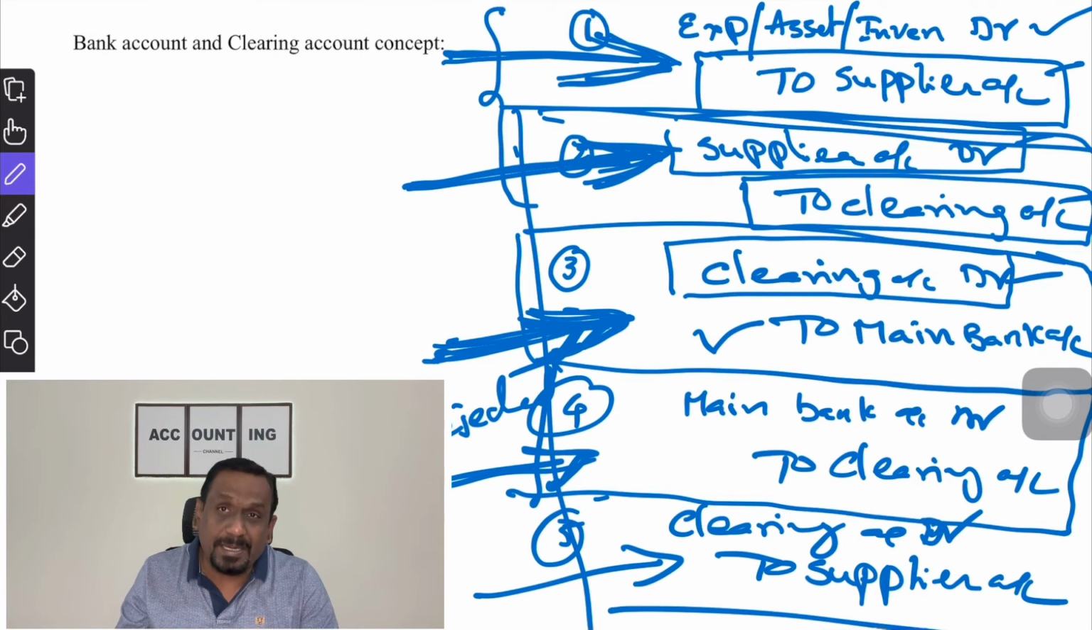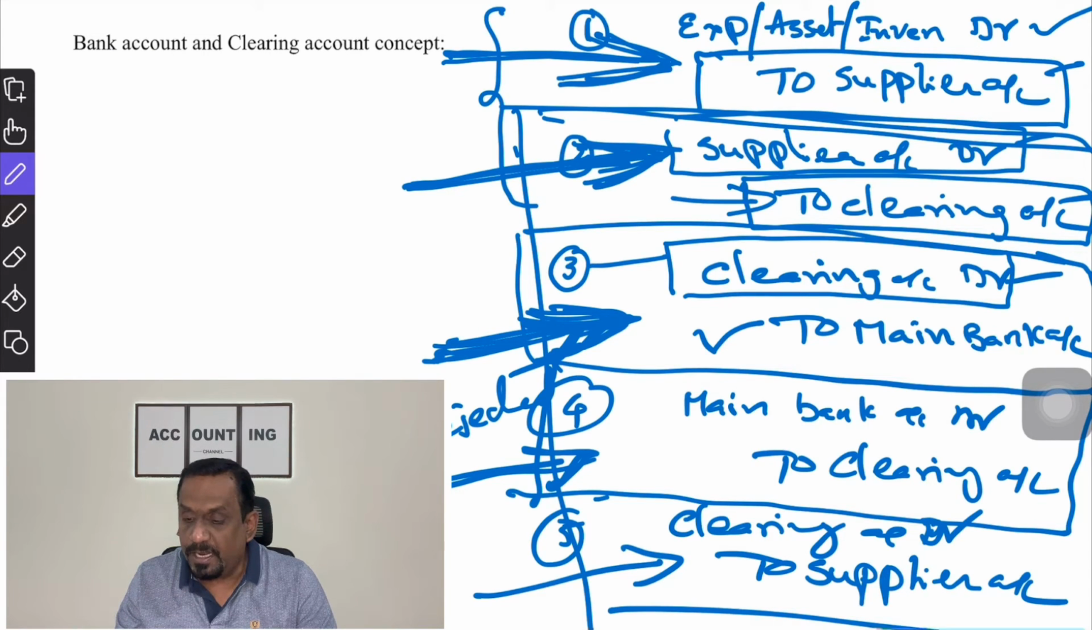When the bank statement gets uploaded into our SAP, this entry will get posted. I'm sorry, this entry will get posted in our SAP as soon as the banker updates the entry in his books of accounts. So clearing account debit and main bank account credit, this entry will get posted in our books. Once this entry gets posted, again we go and clear the clearing account and supplier account, then we are left with expenditure account debit to main bank account.